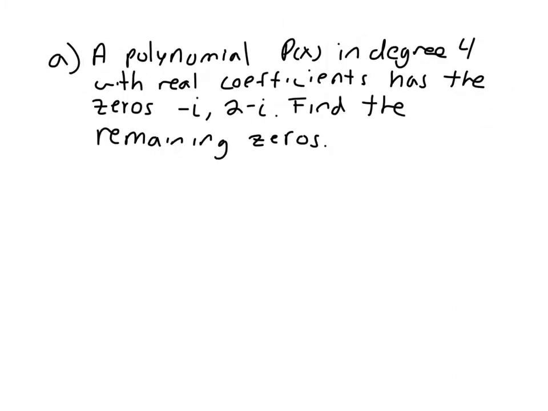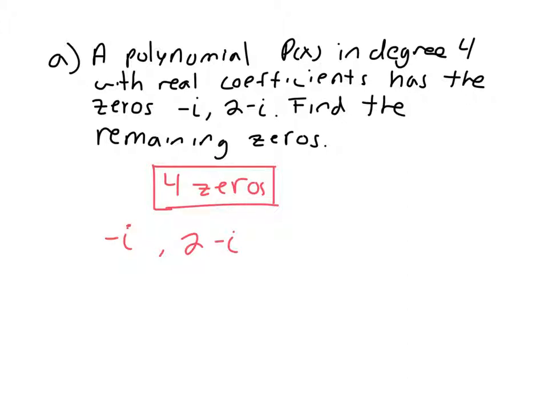All right, so the first example: we have a polynomial p of x of degree 4 with real coefficients that has the zeros negative i and 2 minus i. Find the remaining zeros. Well, we know that in the end, we should have 4 zeros due to the number of zeros theorem. Right now we have 2. 2 were given to us, negative i and 2 minus i.